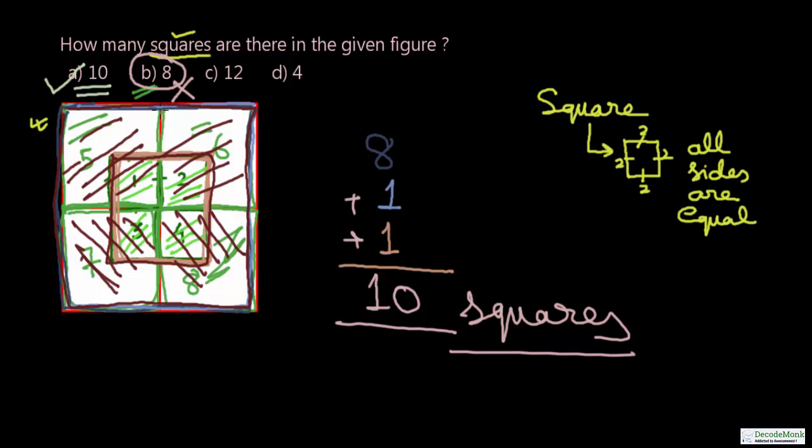So you see that if you do not see minutely and practice such type of question, you may fall into the trap of thinking that you have marked the right answer. So solving more and more such questions will give you the confidence. So there are 10 squares in the given figure.